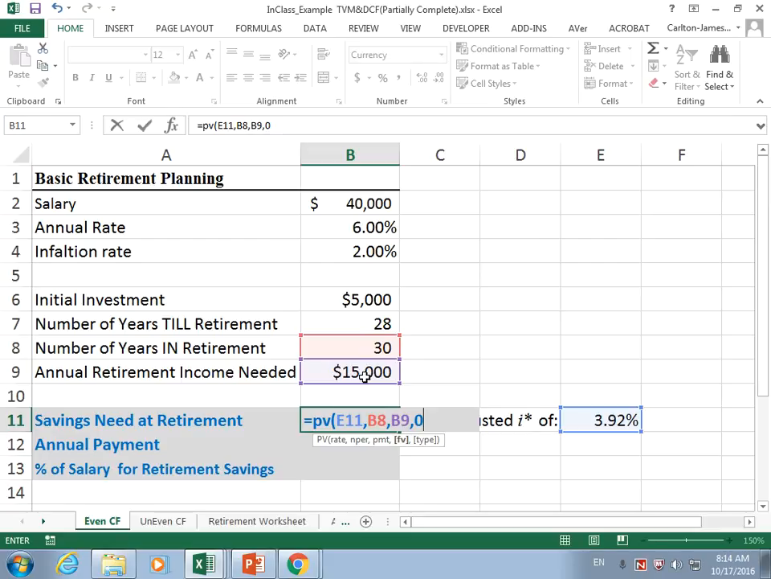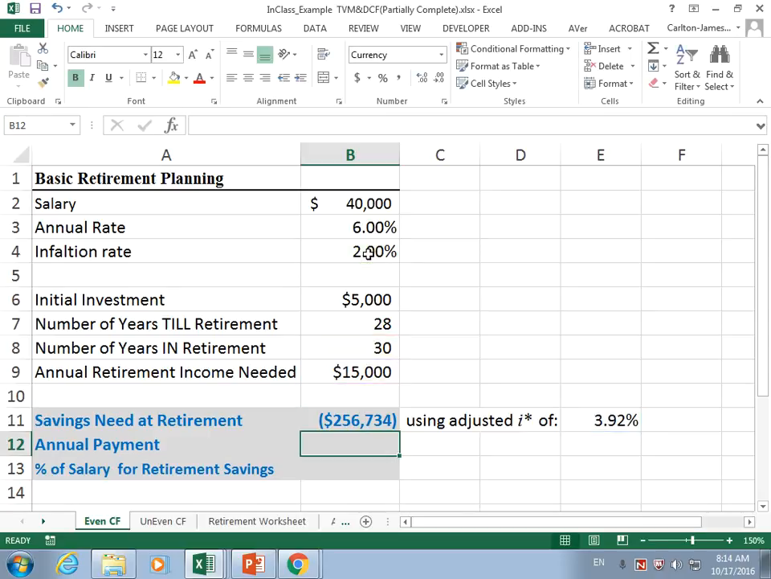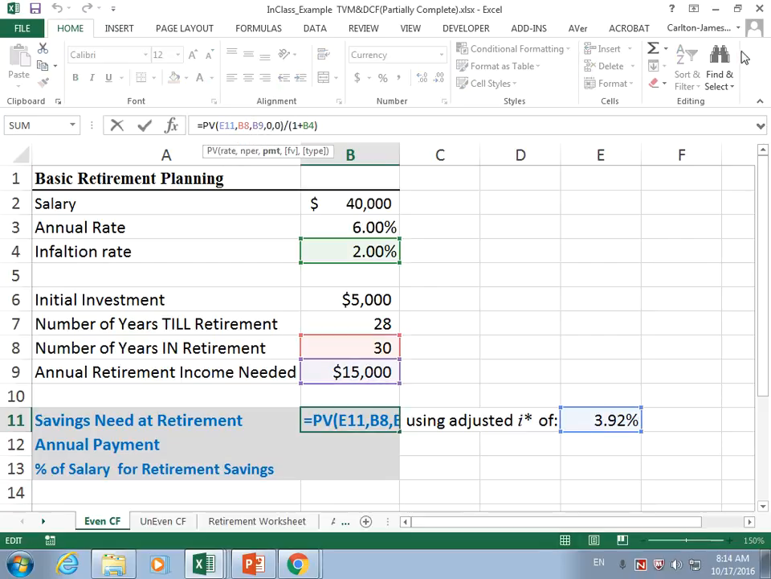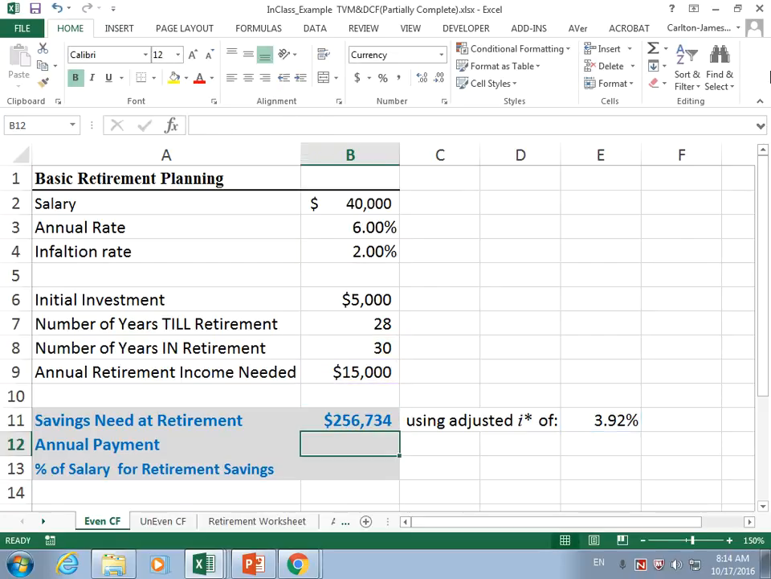So what do you think? Let's take it out at the end. So we'll put 0 here, and because we've put 0, we'll divide them by 1 plus the growth rate. This is pretty much the savings we need at retirement. It doesn't seem like a whole lot, but we'll need 256,000 at retirement. Okay.